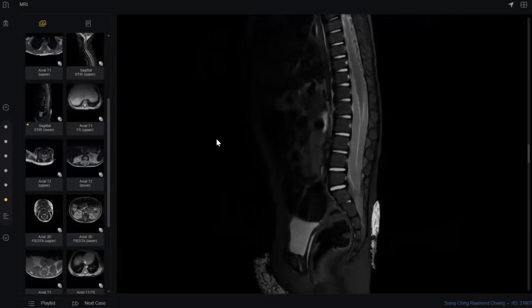Can you see the name of the sequence? Sir, STIR sequence. What's your diagnosis here? I can appreciate some irregular nodular dural enhancement along the spinal canal. Ask for control, please.